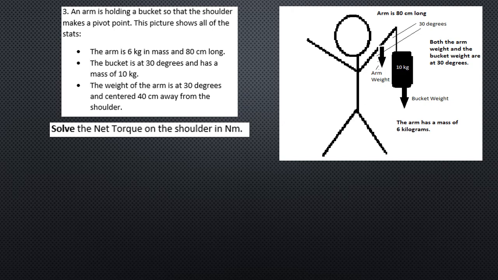So let's look at this one. We've got this guy, he's holding a 10 kilogram bucket, and his arm has a mass of 6 kilograms, and he's holding his arm up at an angle of 30 degrees. Because of the laws of vertical angles and complementary angles and all of those wonderful things we love so much from geometry, his arm being at 30 degrees also means that the angles of these two forces are at 30 degrees.